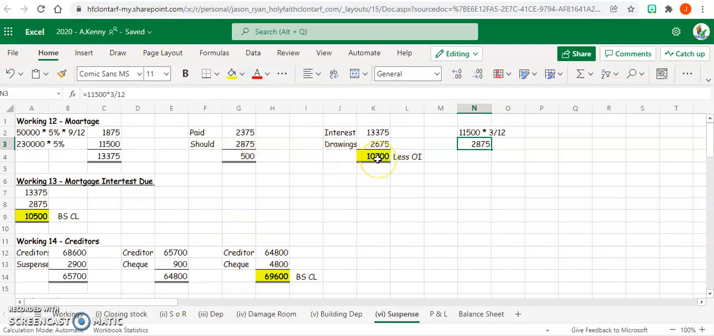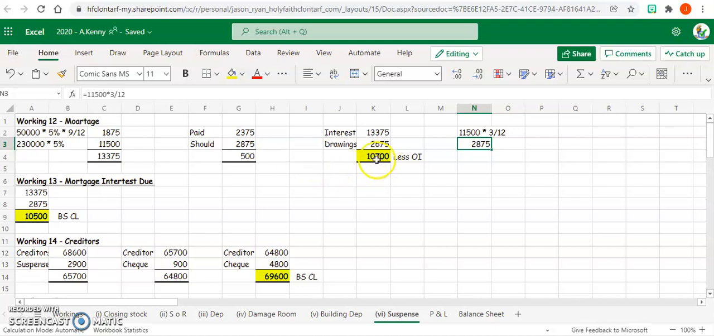So we've calculated what the interest is for the year. We've calculated whether our mortgage interest should be increased or decreased. And then we're going to find out how much is left to pay. So our mortgage interest should have been in total 13,375. We've paid 2,875. So what's left to be paid then is 10,500. And that's your liability in your balance sheet, where your creditors due within 1 year are in your balance sheet.